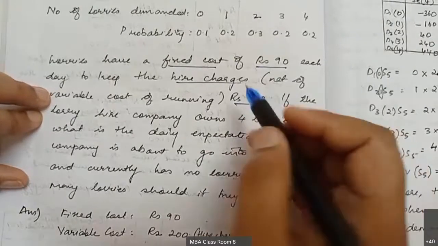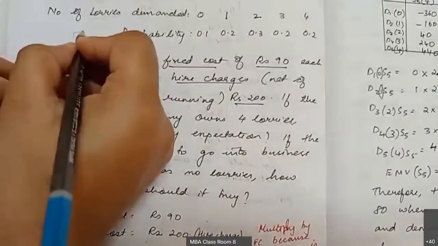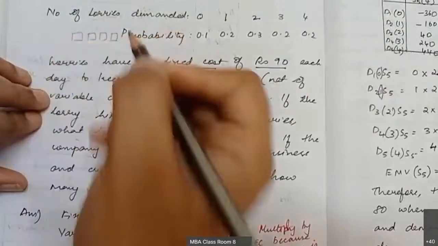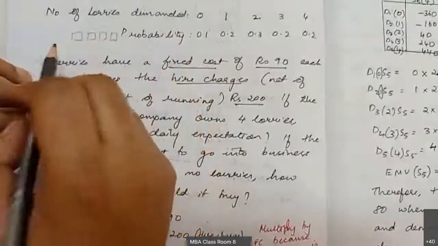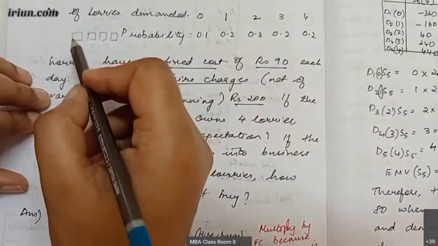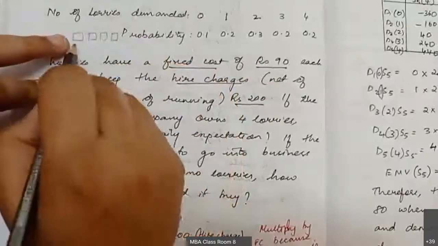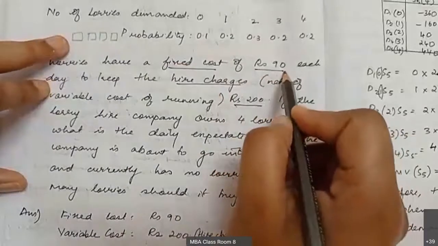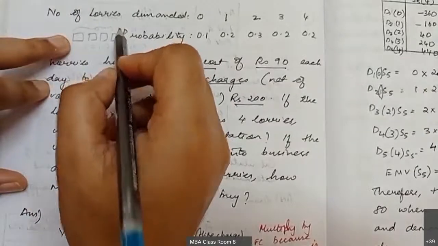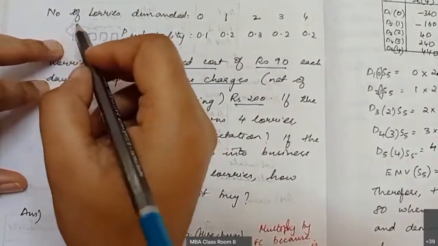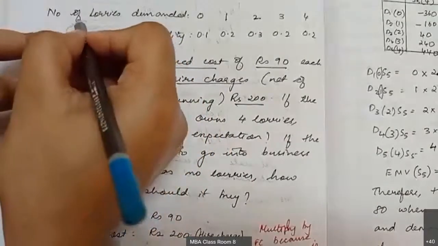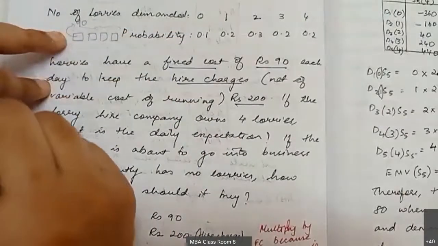Is it clear? See, we already have some lorries in our shop. For example, here the maximum demand is 4, no? So you already have 4 lorries in your company. On some days, no lorries are required. On some days, a customer will come for just one lorry, etc. So you have a fixed cost of 90 rupees. Fixed cost means for maintaining these lorries in your company, on each day you have to spend rupees 90 for maintenance and all such works. This is the fixed cost.